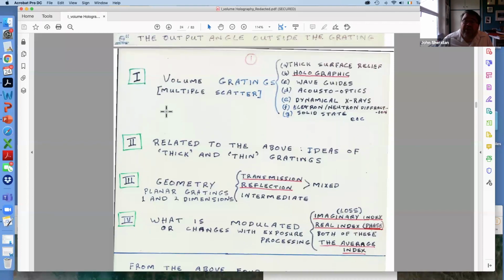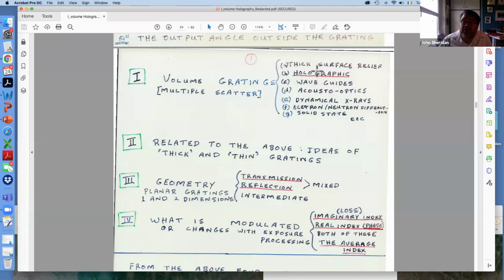So we have volume gratings, and volume gratings are associated with multiple scatter and selectivity. And there's a whole range of gratings which are volume gratings. So we're specifically talking about recording patterns inside volume layers of photosensitive material. But volume gratings appear in lots of different places. You can have thick surface relief gratings. People talk about computer-generated holograms, which are not necessarily actually thick gratings. They may be thin gratings.